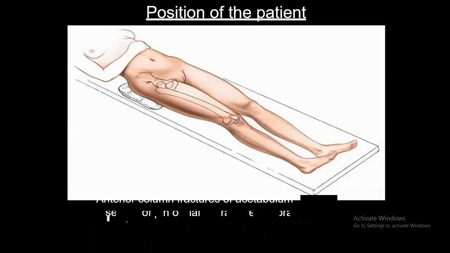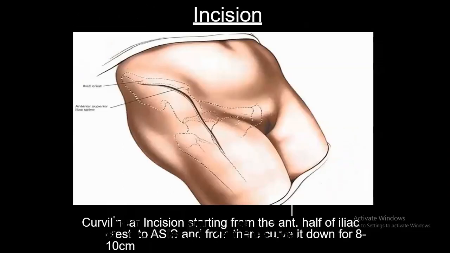Position of the patient: the patient is supine on the table with a small sandbag beneath the affected hip joint. Incision: a curvilinear incision starts from the anterior half of the iliac crest to the ASIS, then curves down to the thigh for 8 to 10 centimeters.